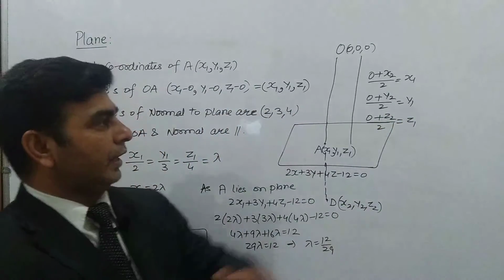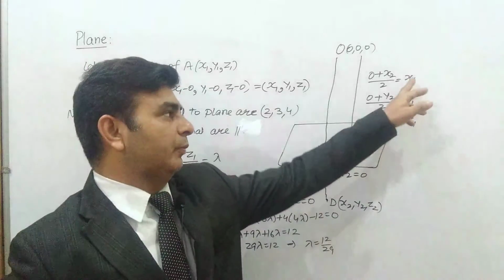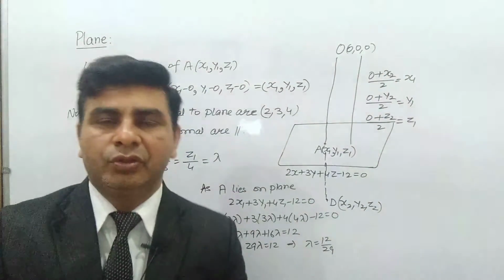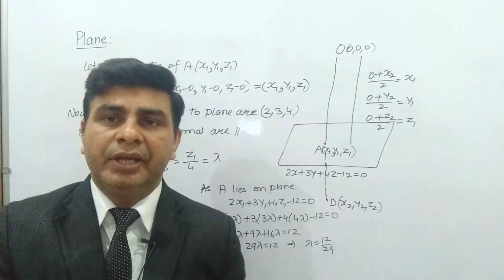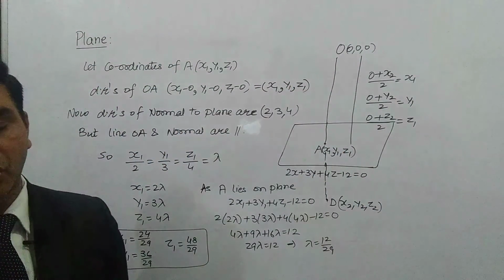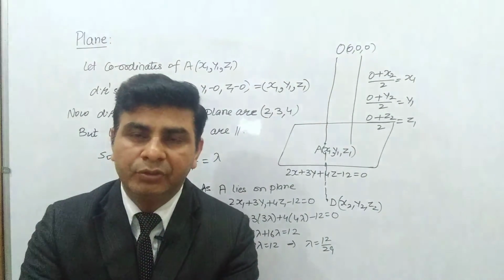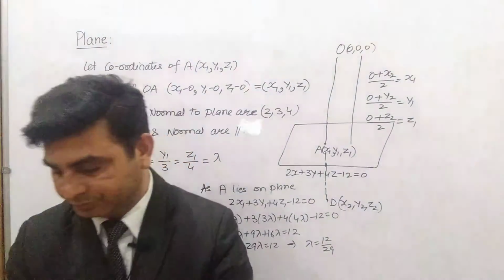We have the values of x1, y1, z1 now. By putting these x1, y1, z1, you can find the values of x2, y2 and z2 by yourself, and this will be the image of the given point O. So this was question number 4, now my dear students, let me do question number 5 now.